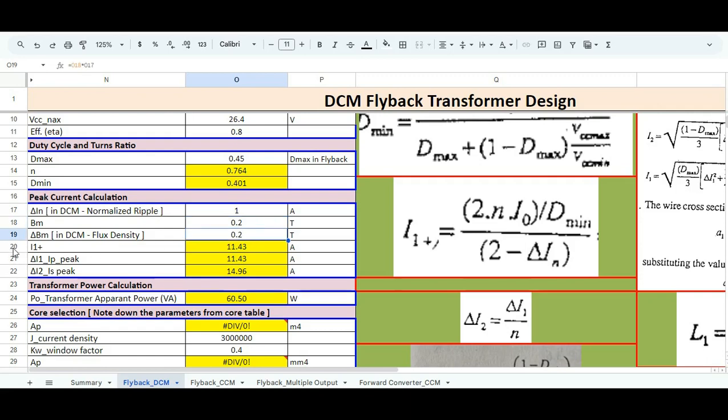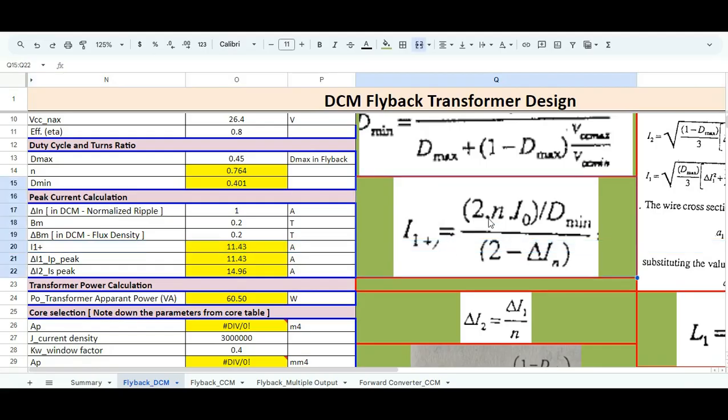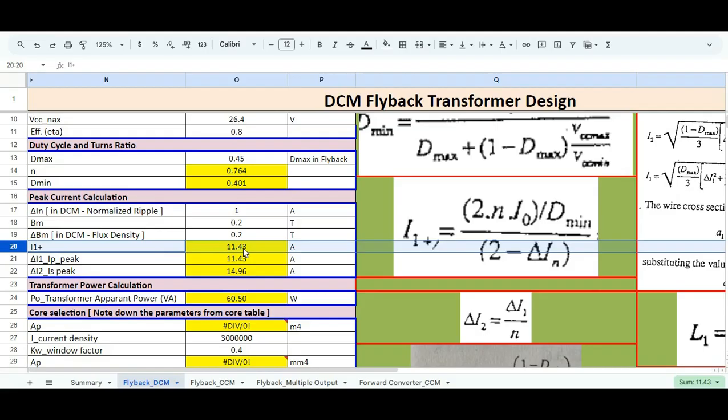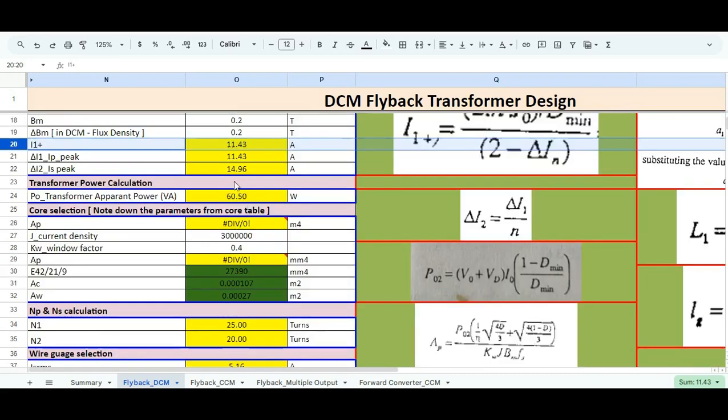Now, what is the I1? Let's calculate the I1. The formula for I1 plus is 2 times the number of turns times the output current, divided by the minimum duty cycle, and the total divided by 2 minus delta IN. If you replace all the values here, I'm getting I1 as 11.43 ampere. So your load current is only 3 ampere, but your primary peak current is 11.43.